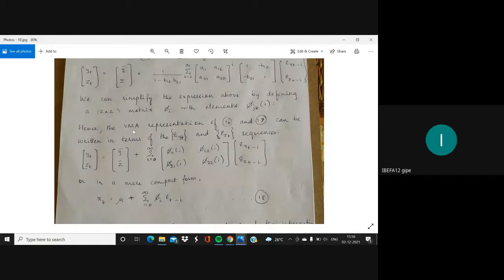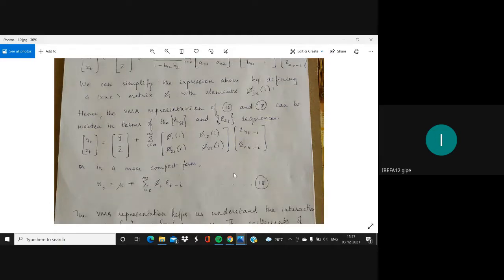So because of this, the VMA representation or the vector moving average representation of 16 and 17 can be written in terms of the structural shock sequences, or the structural error terms. So here yt is equal to again their mean values plus, instead of writing this whole cumbersome term here, we are simply simplifying it to phi 11, phi 12, phi 21, and phi 22. If you multiply it out, you will be able to find out exactly what these terms are.